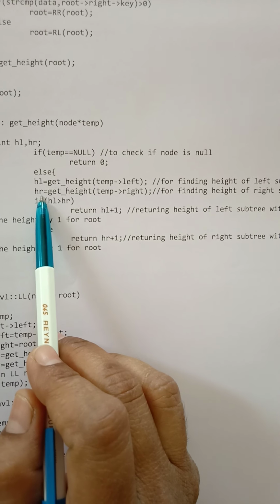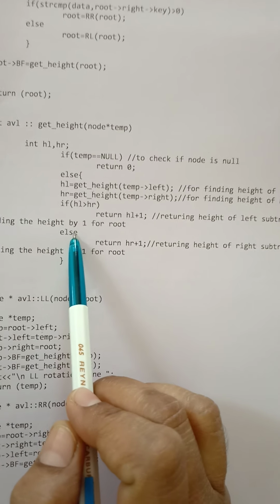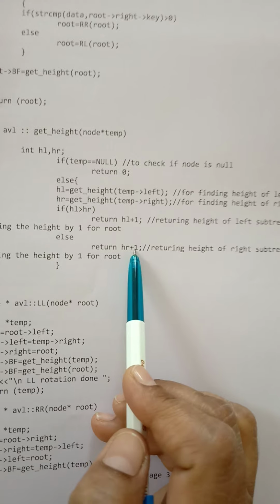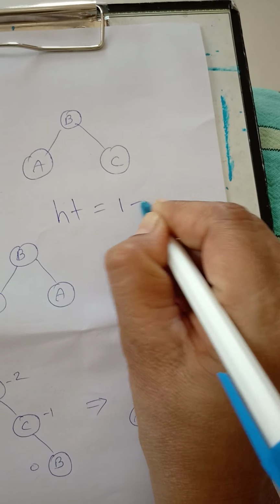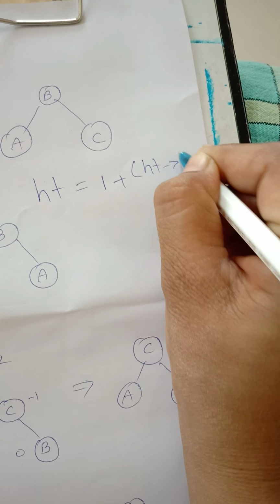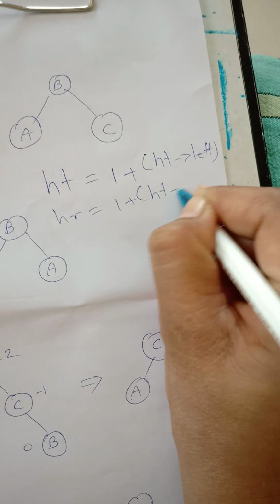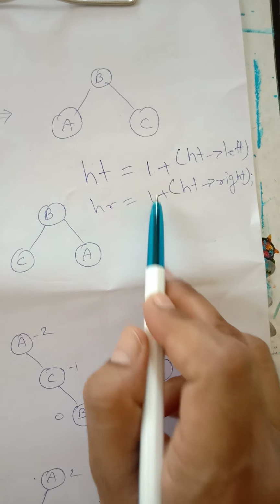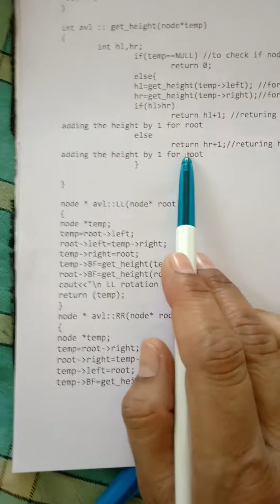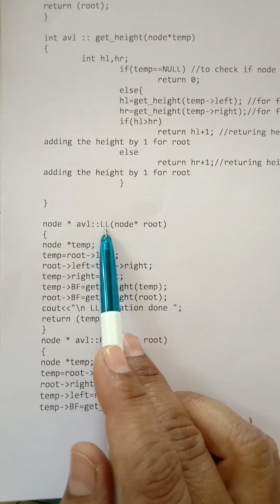After getting HL and HR value, if HL is greater than HR, HL plus 1 will be returned, else HR plus 1 will be returned. It is equal to the same function, HL equal to 1 plus height of left and HR equal to 1 plus height of right, which is given like this in some books. It is same as this also.